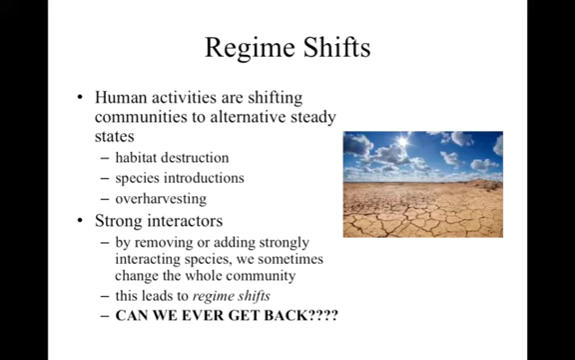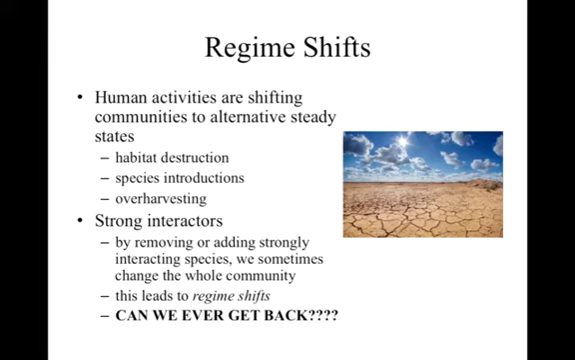And so when humans do things to alter these communities, we call that regime shifts. When we have a totally different new process going on, a totally different new community because of something we've done, then we call that a regime shift. And the question is, can we ever get back?